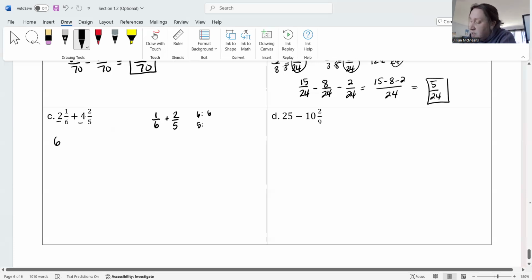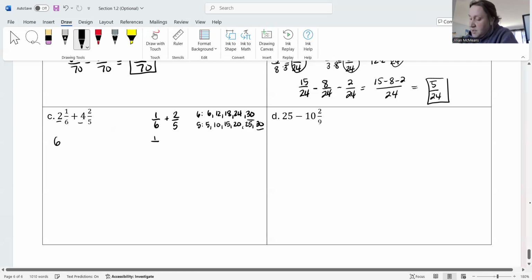So 6 times 1 is 6, times 2 is 12, 3 is 18, 4 is 24, 5 is 30. I like that one, so we're going to stop there. 5 times 1 is 5. Times 2 is 10, times 3 is 15, 4 is 20, 5 is 25, 5 times 6 is 30. So that's our LCD, okay?